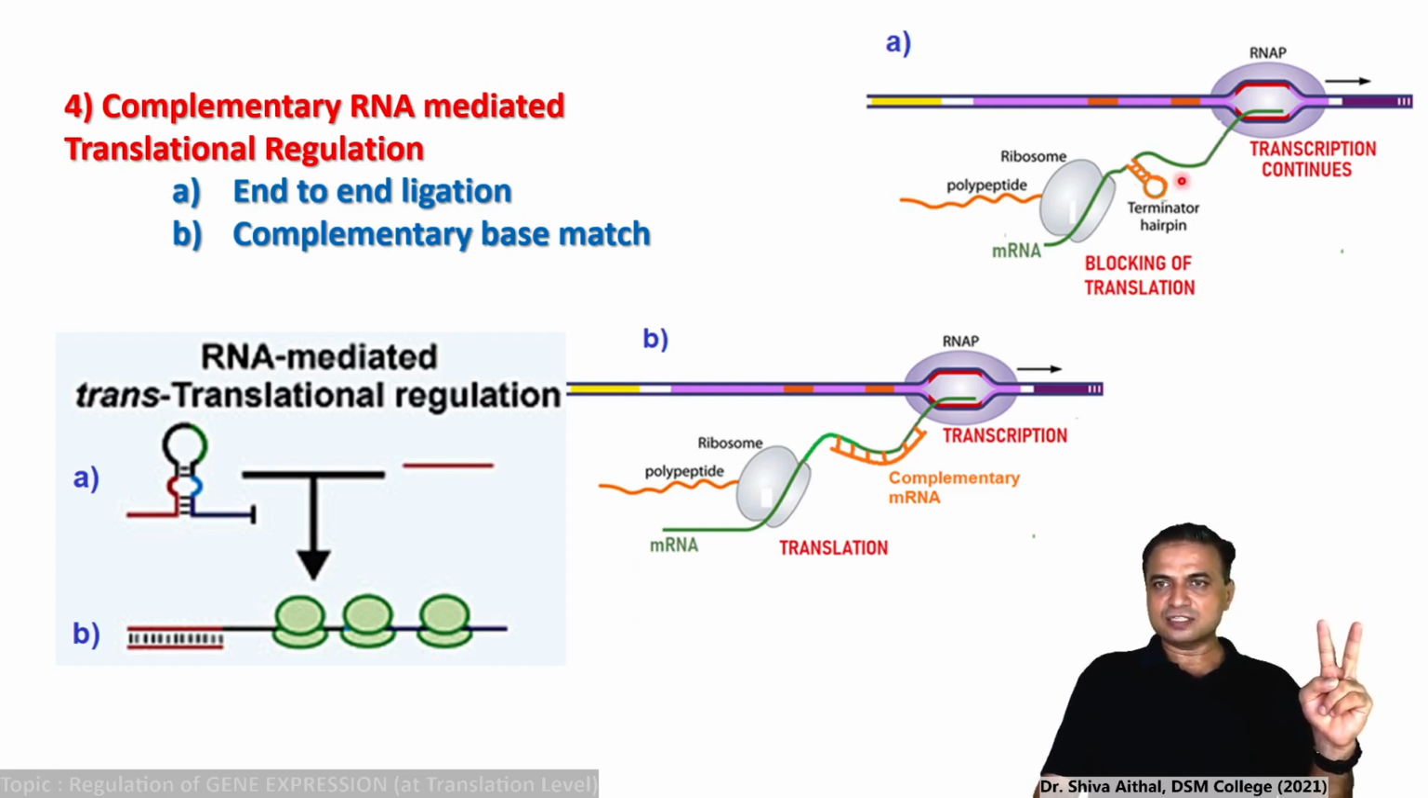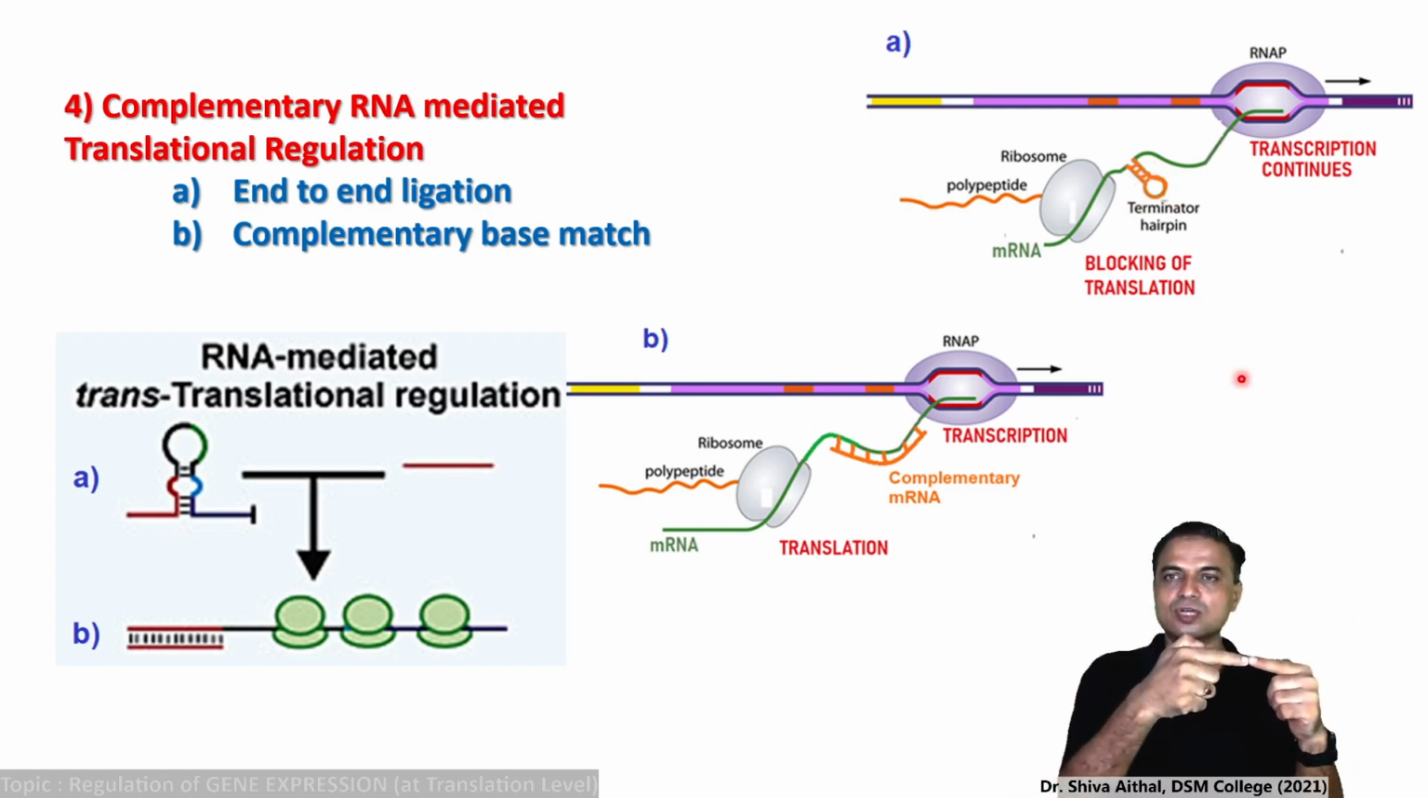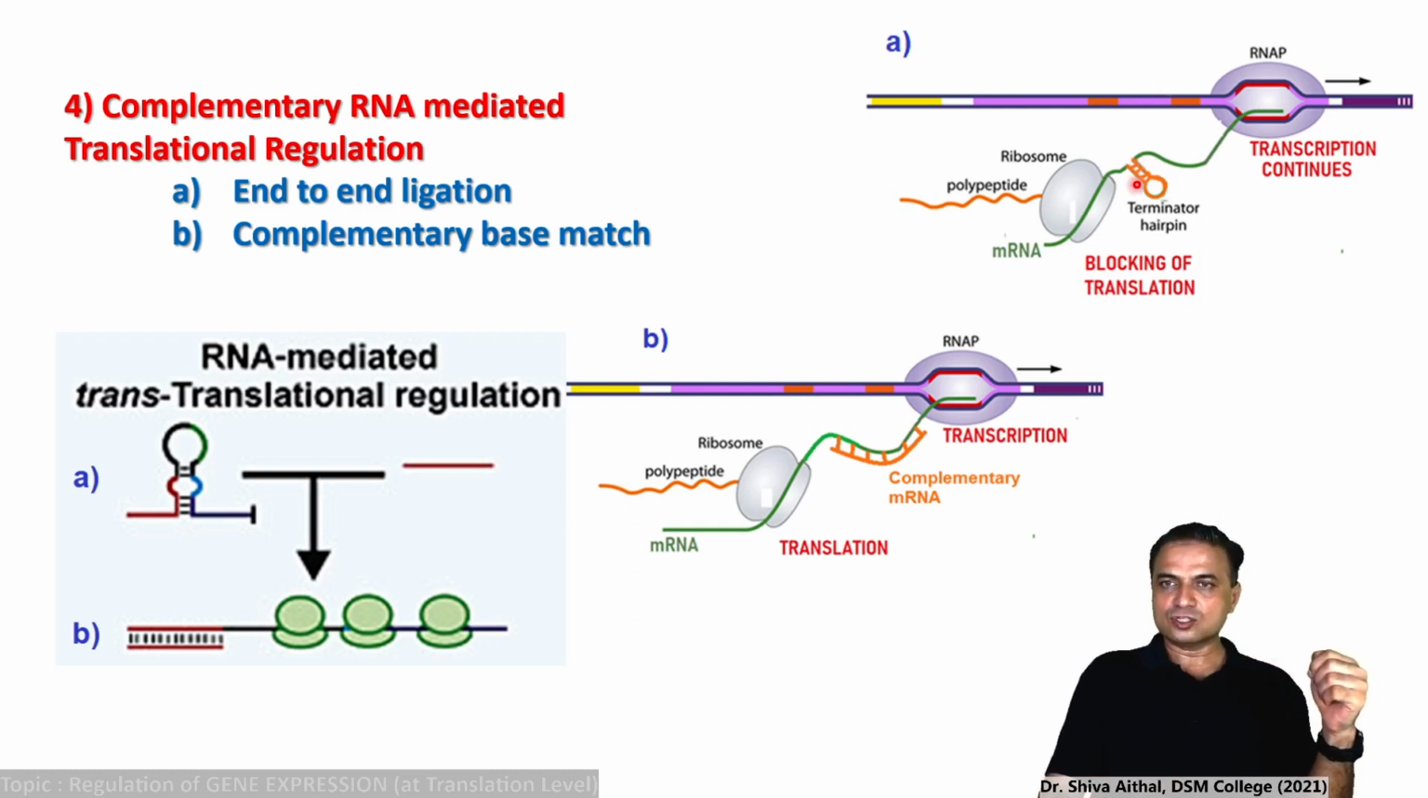End-to-end ligation is, as you can see here, there is a cut in the mRNA, and end-to-end these small RNAs get inserted into the normal mRNA, this orange mRNA, which you can see here.